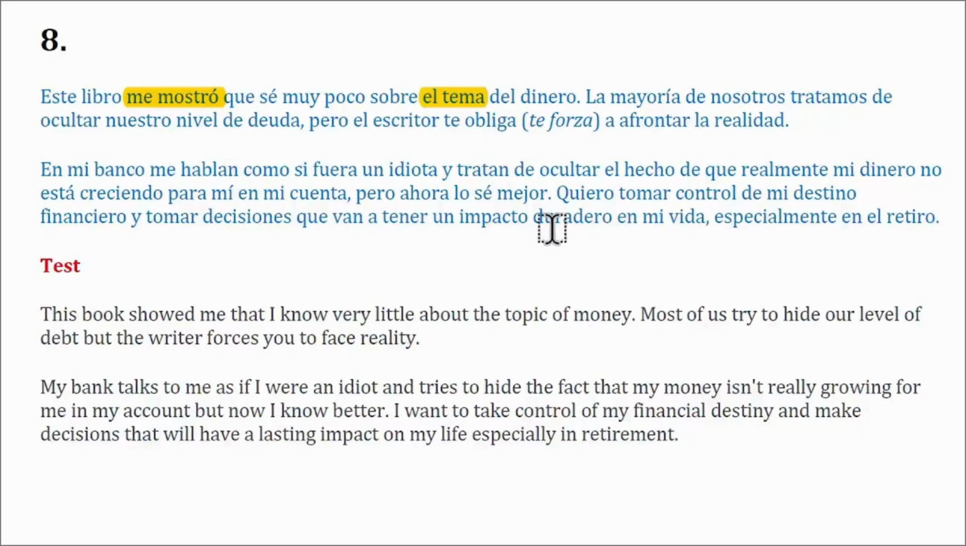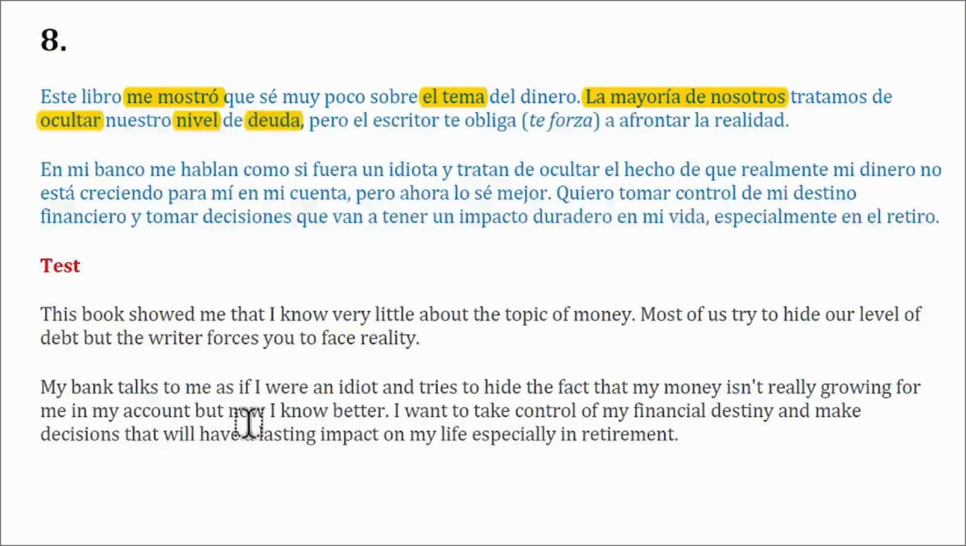Notice that we would have de el dinero, but it gets contracted to del dinero. La mayoría de nosotros, most of us or the majority of us, tratamos de ocultar nuestro nivel de deuda. So we try to hide, ocultar, our level, which is el nivel, it's a masculine word, our level of debt. The word for debt is deuda.